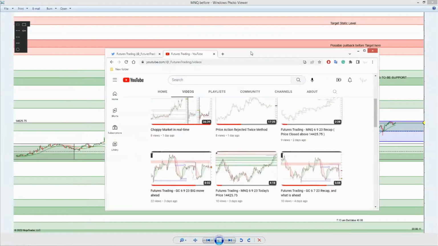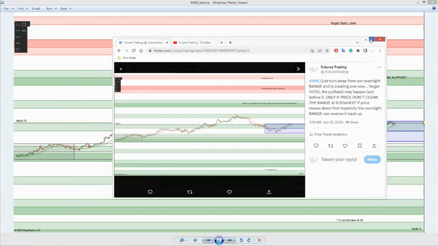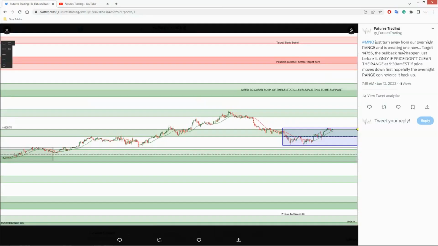All right. So when I put that alert out, let me make sure I show you that. I put that alert out here, and I told them that the target was up at 755. Okay, the pullback may happen just before, so that's where they're at now. Well, not the target, but close. They're getting there, and I'll show it to you. Only if price don't clear the range at 9:30. If price move down first, hopefully the overnight range can reverse it back up. I was anticipating that they probably would go down first. So I wanted to put that in big caps like, hey, look, this could be a potential problem first before they just go run to this target.